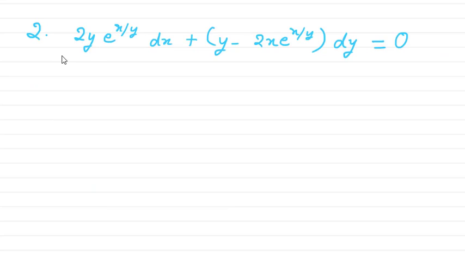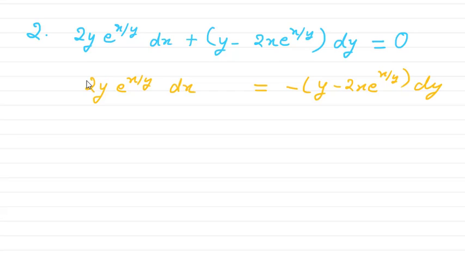Now let's see another question. This is question number 2. 2y e to the power x by y dx plus (y minus 2x e to the power x by y) dy equals 0. So let's see this question. Here I'm now separating the dx and dy. I'm taking that side, so I can write this thing as this. Now here you can see on the right side we have two terms, and on the left we have only one term. So we can write this thing as dx by dy.